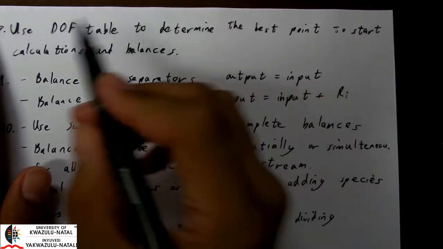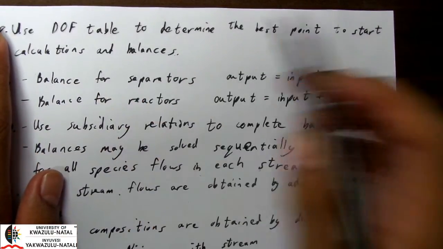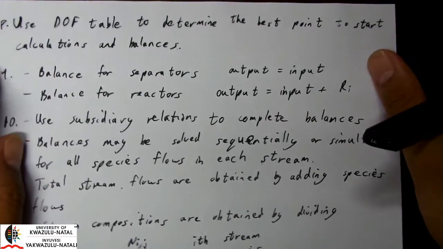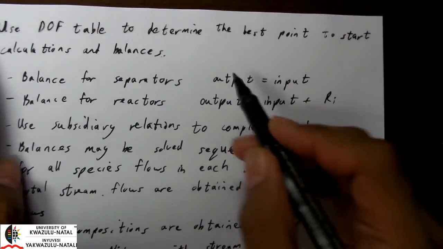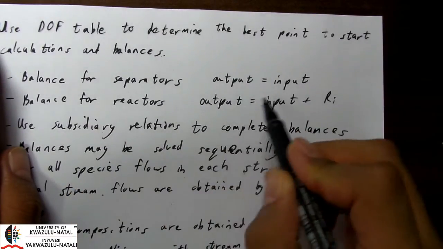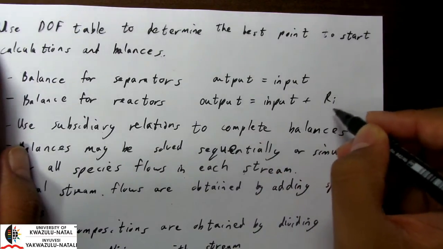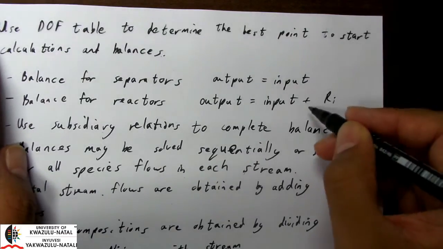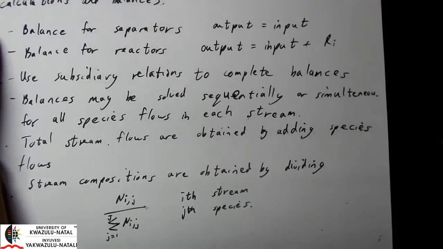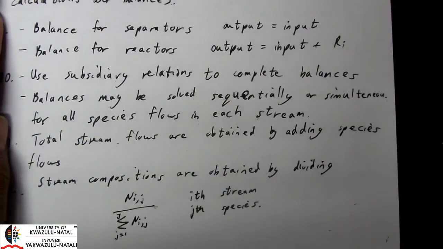In light of all of that, we can use our degree of freedom table to determine the best point to start our calculations and balances. Remember for our separators, it's quite simple: output is equal to input. For our reactors, output is equal to input plus our various production or consumption rates in different reactions for our particular species. We of course need to use our subsidiary relations to complete or solve the balances.